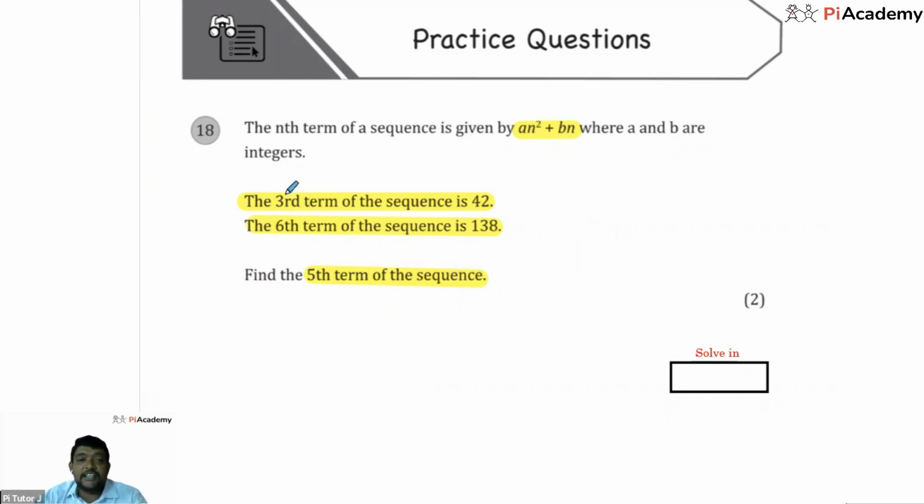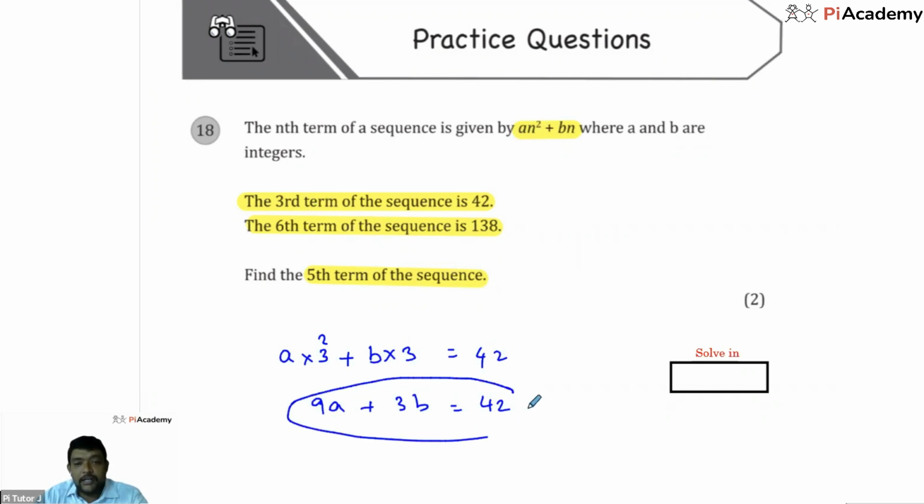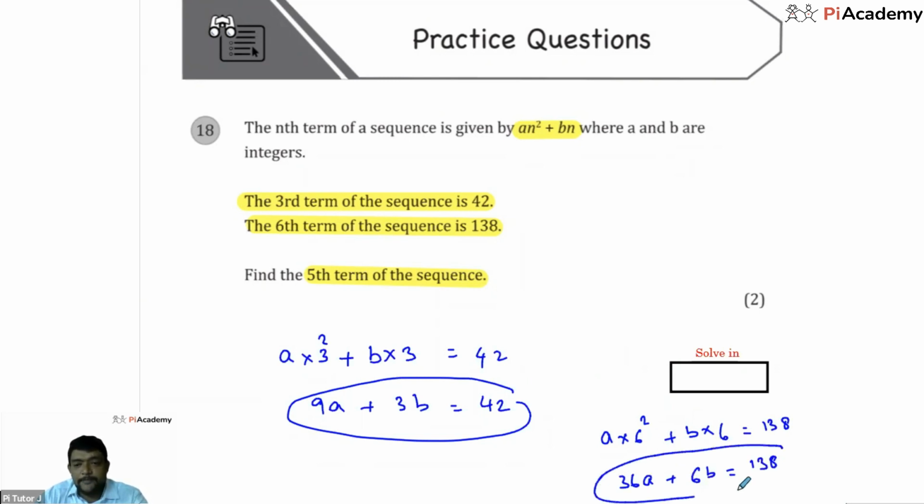Okay, the third term of the sequence. So let's plug in 3 in place of n. So you have a times 3 squared plus b times 3 is 42. So that is 9a plus 3b is equal to 42. And this is one equation. The other equation is the sixth term is 138: a times 6 squared plus b times 6 is 138. So you have 36a plus 6b is equal to 138. Now you have two equations.